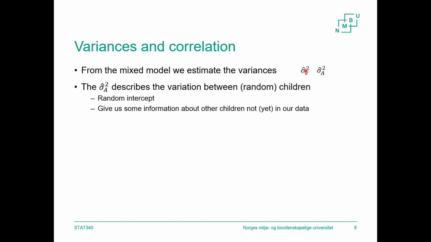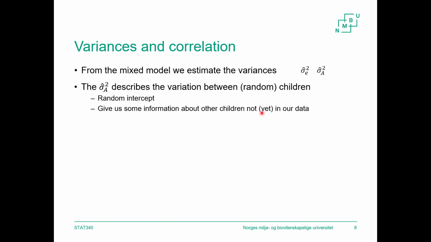And of course the variances are just the standard deviation squared, right? So the hat means we have now estimated them from data, right? And then this variance here, the sigma A hat squared, describes the variation now between the children, the random children, right? And we saw in the previous slide, it's sort of a random intercept. It means that the intercept has now an element of randomness in it. And this gives us some information about other children as well, not yet in our data.